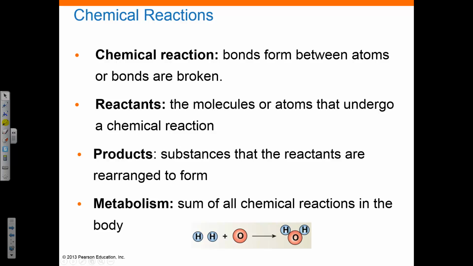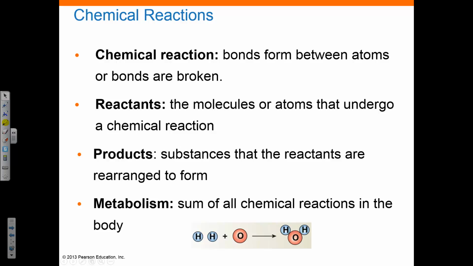In a chemical reaction, bonds between atoms can be broken, or new bonds between atoms can form. A reaction begins with reactants, the molecules or atoms that will undergo a chemical change. The products of a chemical reaction are the substances that the reactants rearrange to form.